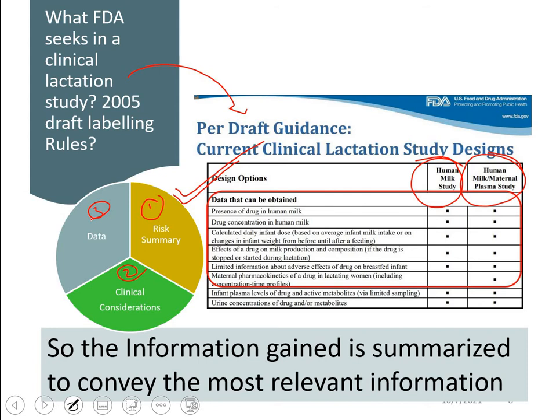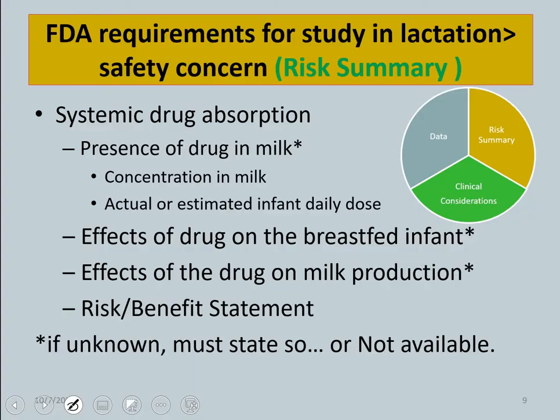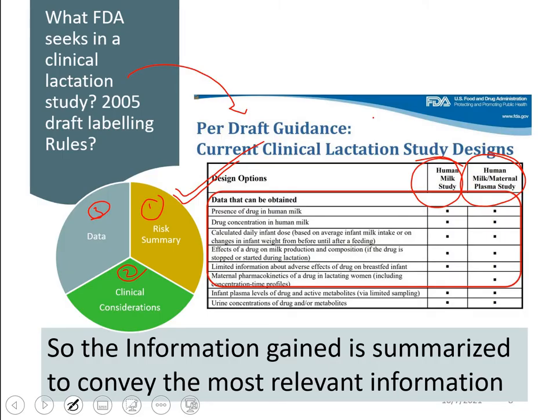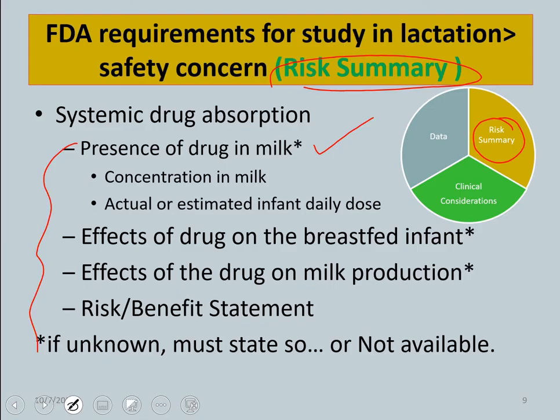Once you carry out your study and come to the outcomes, those outcomes shall be reported. The risk summary focuses on the presence of the drug in the milk, its concentration in milk, and the effects of the drug on the breastfed infant. But primarily we focus on the human milk study and the milk-to-plasma ratio.